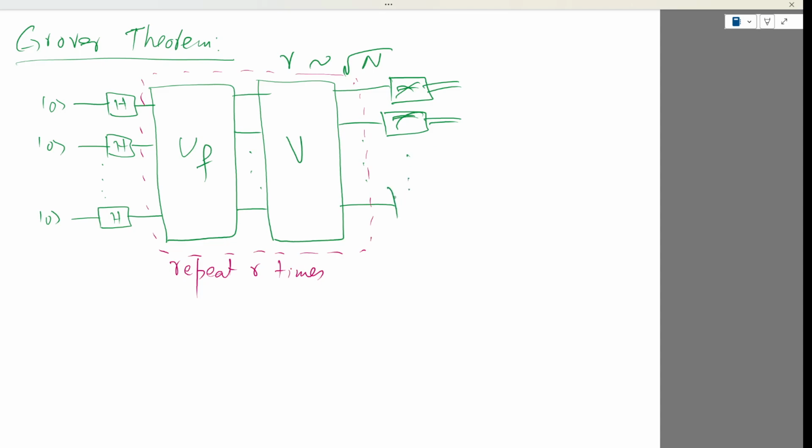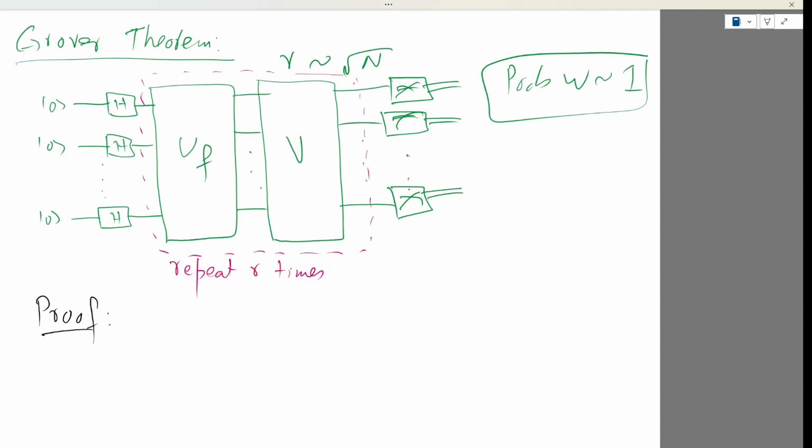And the theorem says that the probability of finding the required W is very high, almost close to unity. So let's prove this. Let's find out whether this theorem is true, and along the way I will also define what this V is. Okay, so let's start step by step and go through this circuit.